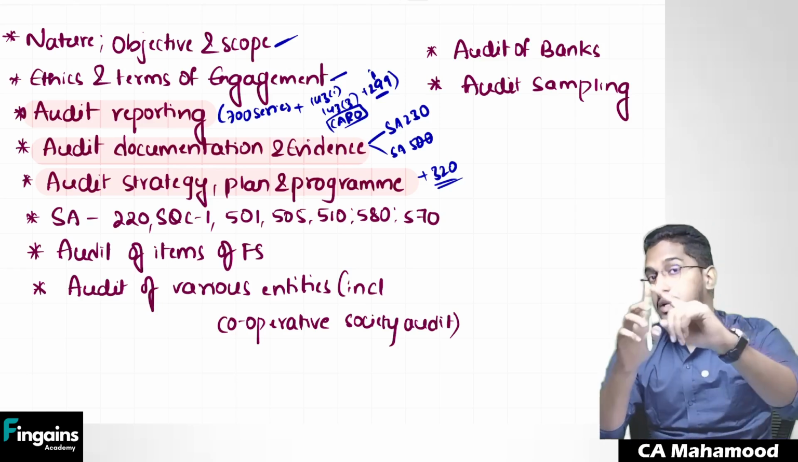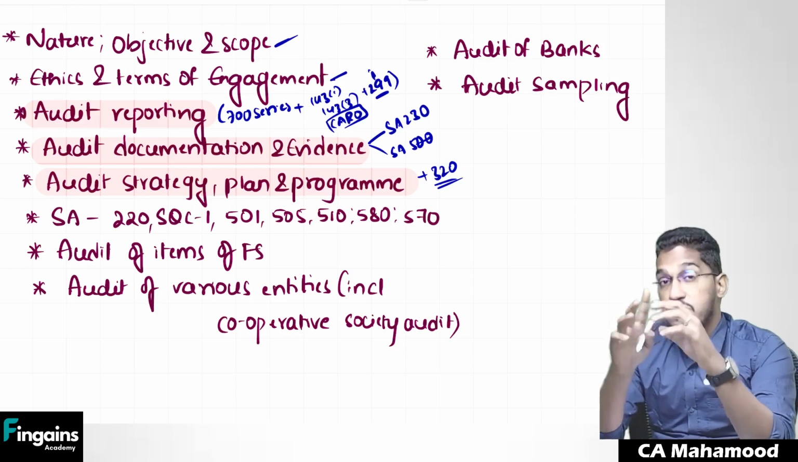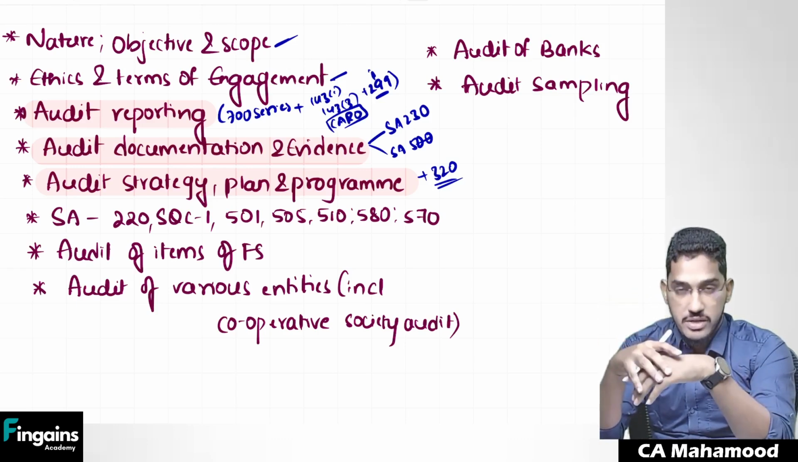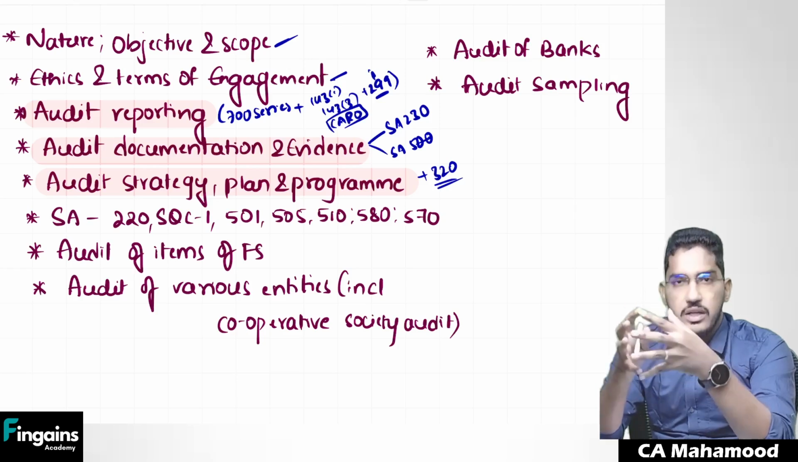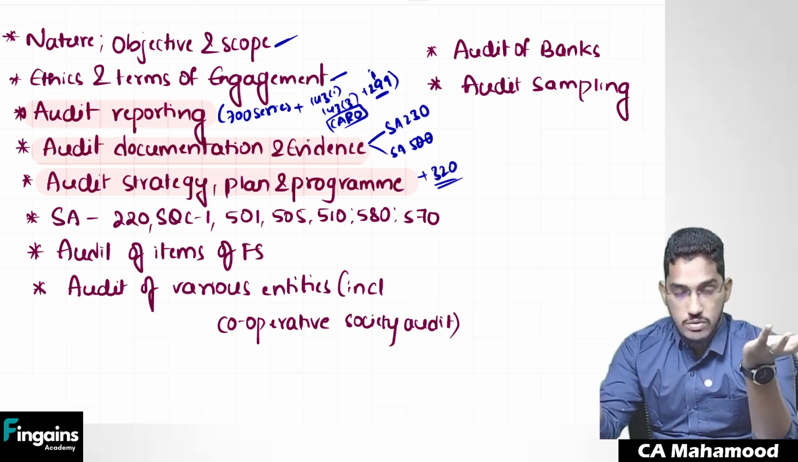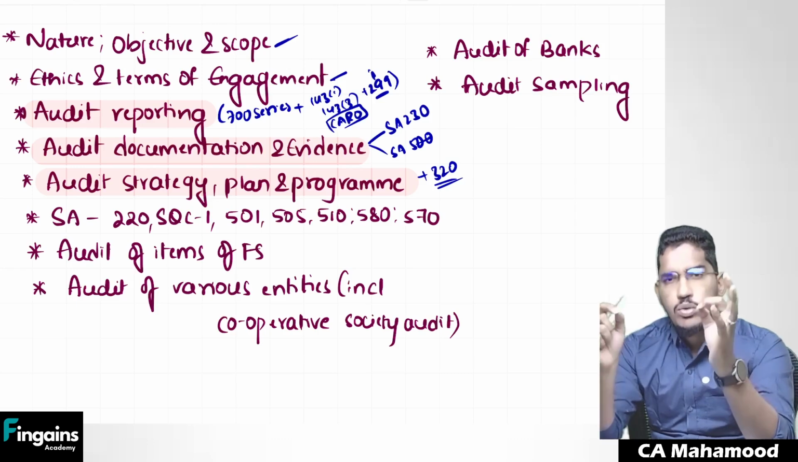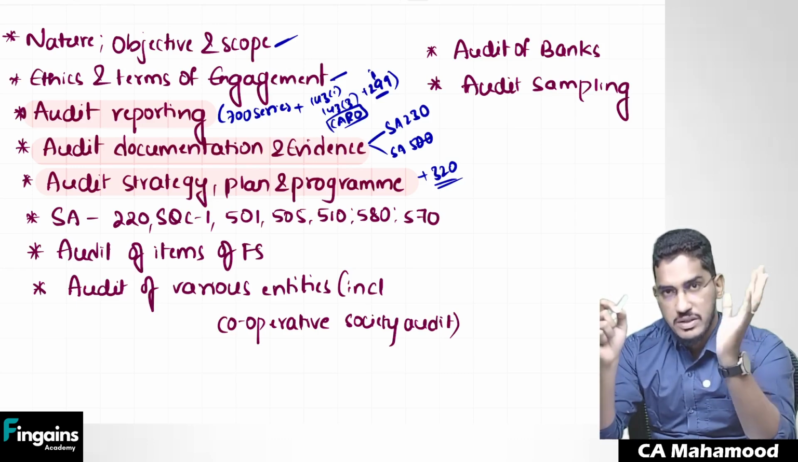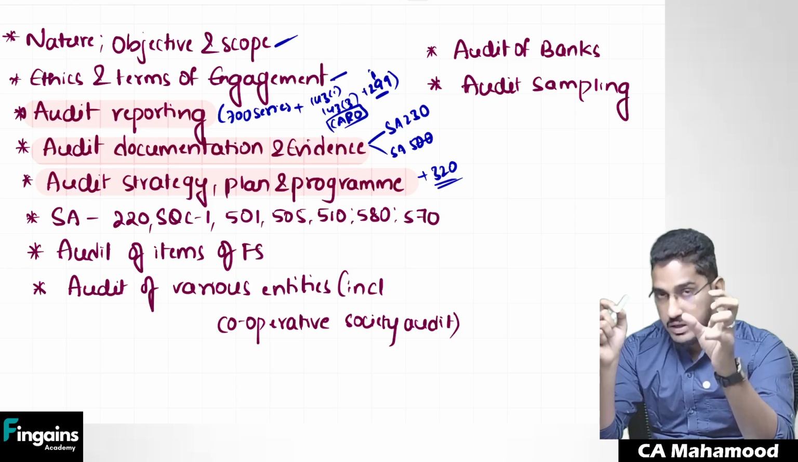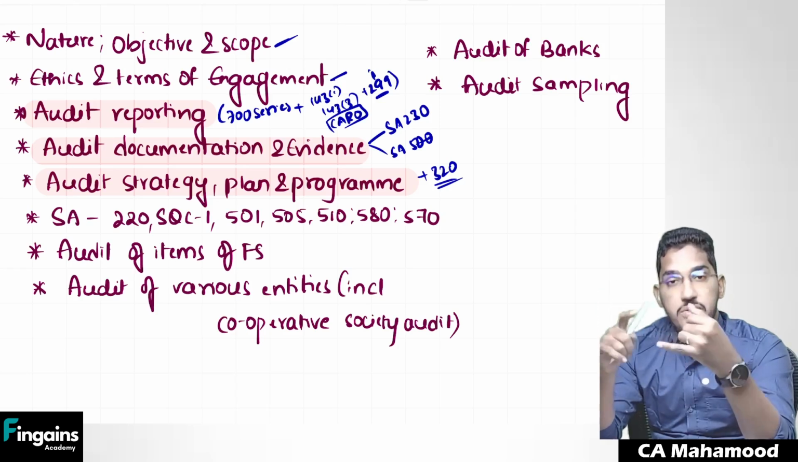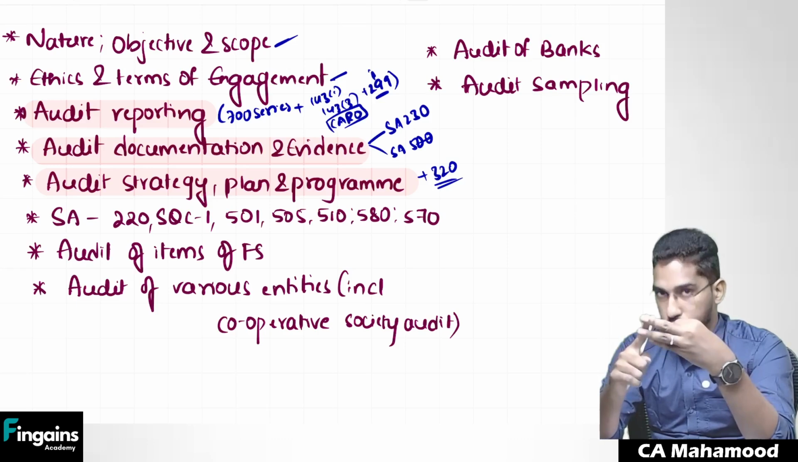You look at the recent MTPs, guys, how much weightage they have tested from the audit strategy, planning and program chapter. Content is limited, but weightage is more. So this chapter is gaining a lot of importance in the recent examinations. I'm observing the trend now in the recent attempts. They are putting a lot of focus on audit strategy, planning and program.